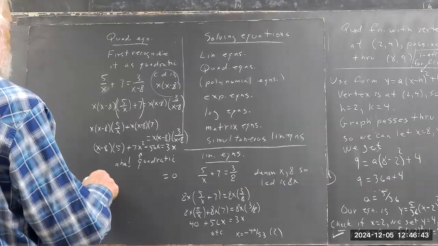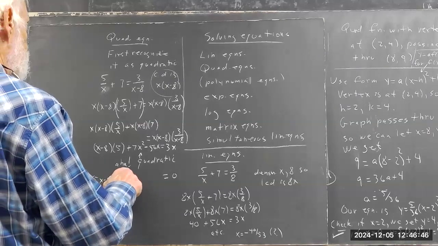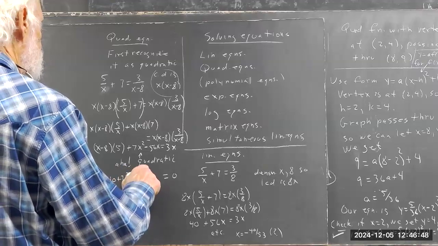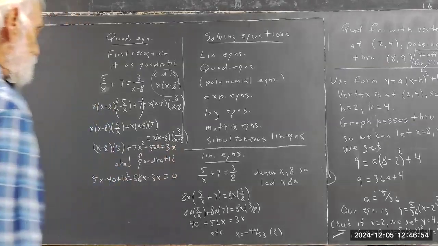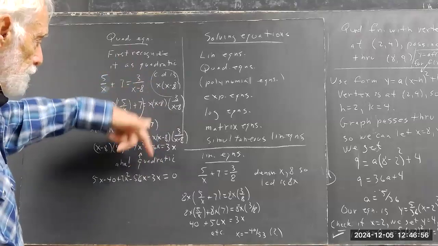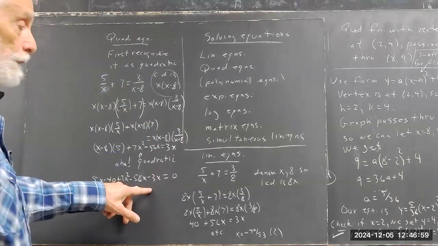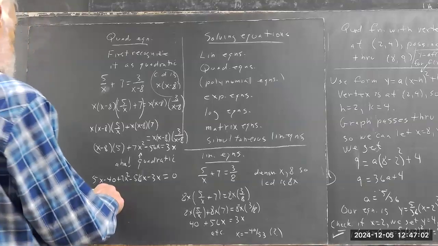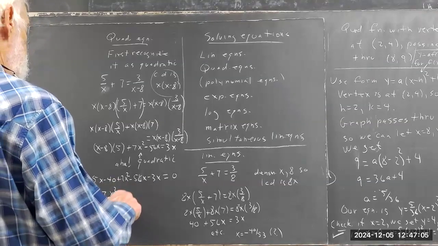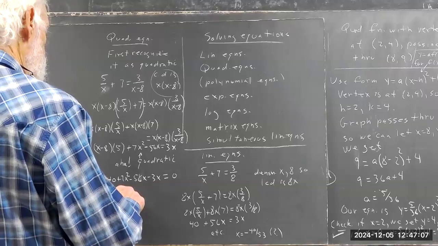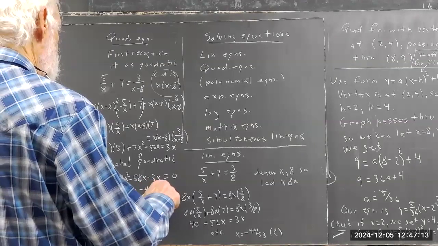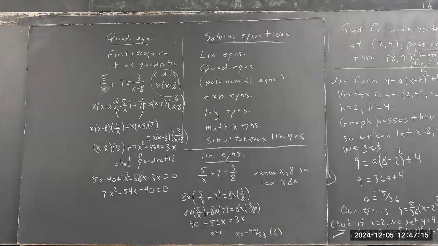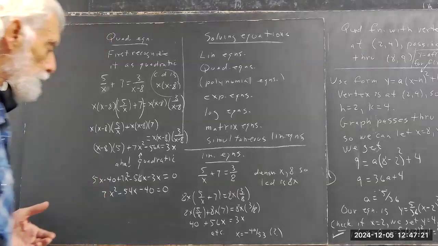Okay, so multiply this out, we get 5x minus 40 plus 7x squared minus 56x. And I'll just subtract the 3x from both sides in my head. And you're going to get 0 over here, and you're going to get a negative 3x here. So now we can write this as 7x squared minus 54x minus 40 equals 0.